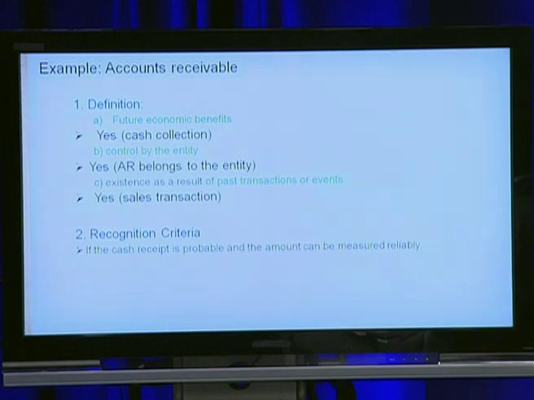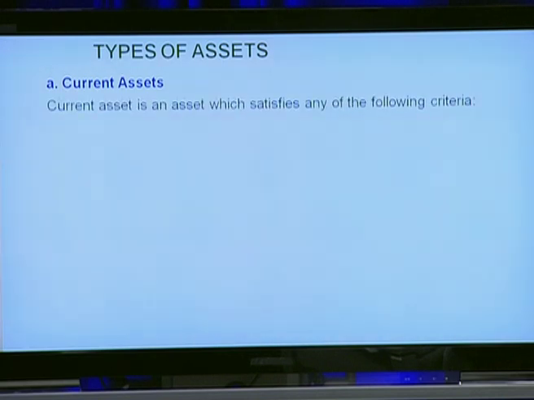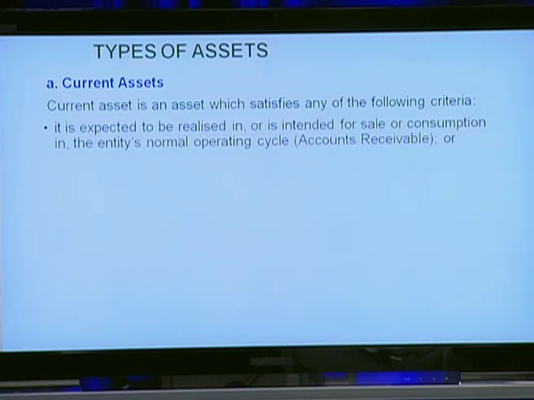And the second we have is recognition criteria. If cash receipt is probable and the amount can be measured reliably. Okay, as I have already mentioned, now let us look at the types of assets. The first we have is current assets. Current asset is an asset which satisfy any of the following criteria. It is expected to be realized in or is intended for sale or consumption in the entity's normal operating cycle.